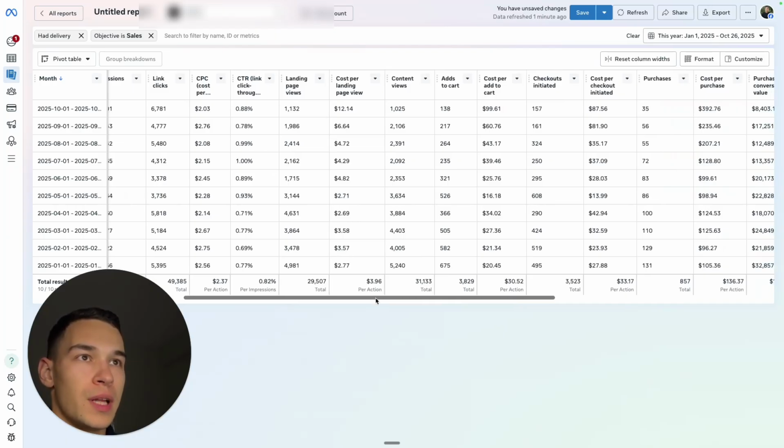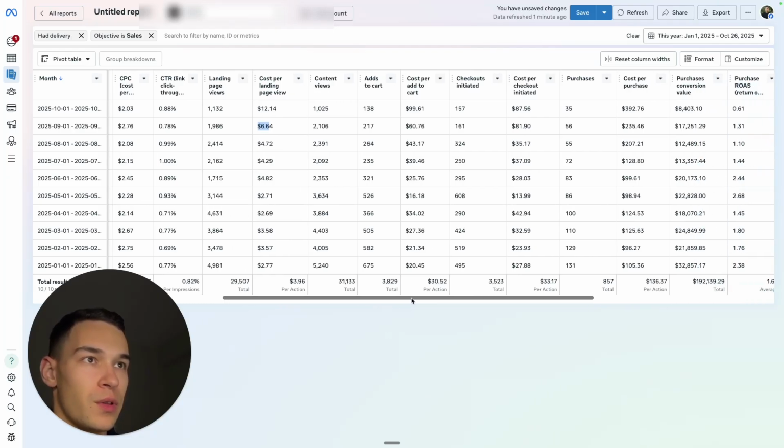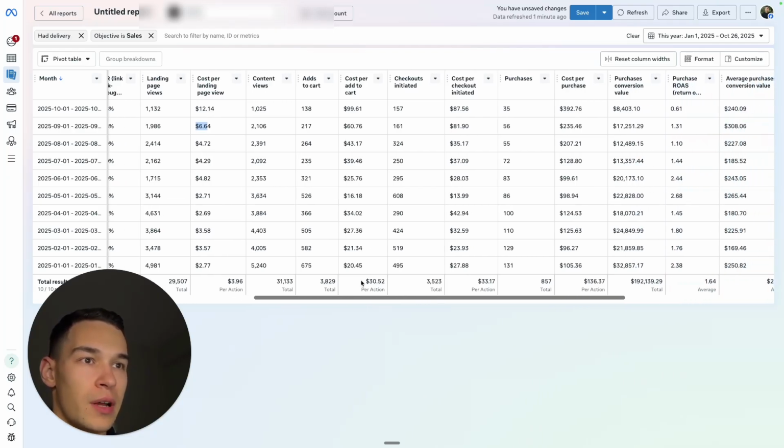Okay, let's go to the next one. The cost per landing page view increased drastically, even comparing to the previous months. Let's move further. All right. The cost per ad account on average is $30.